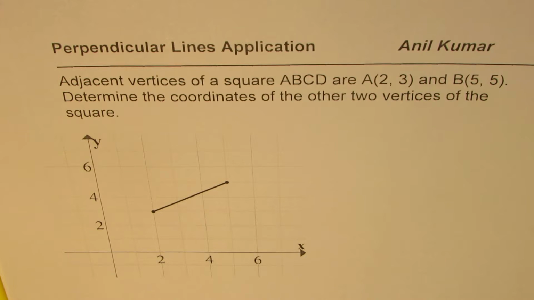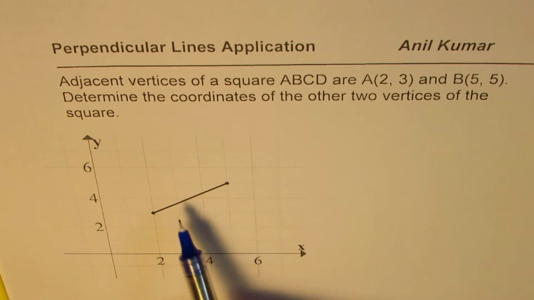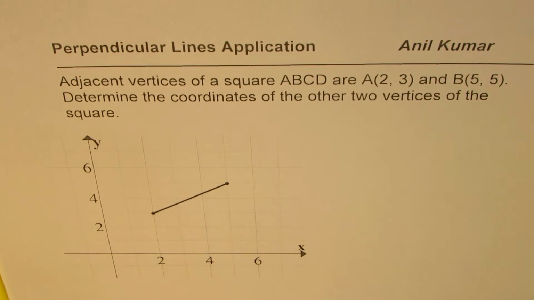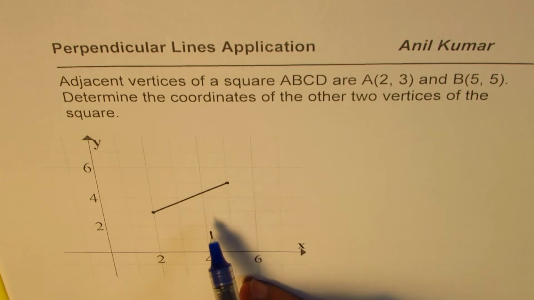Now, this question is: adjacent vertices of a square ABCD are A (2, 3) and B (5, 5). Determine the coordinates of the other two vertices of the square. This is an offshoot of one of my videos where I solved a similar question when opposite corners are given. In this case, we are given adjacent vertices.